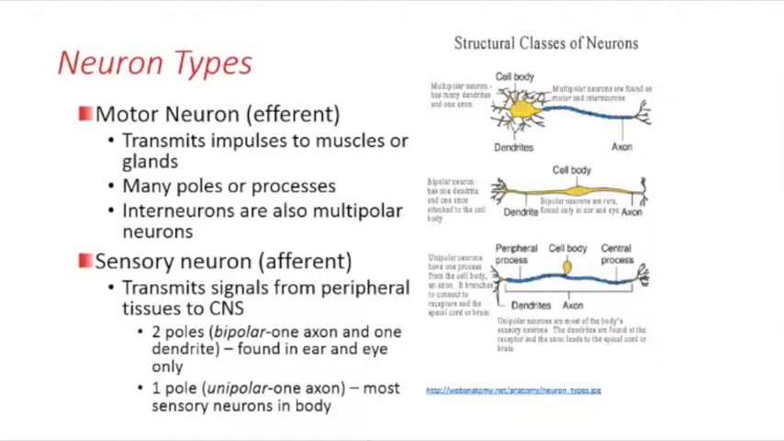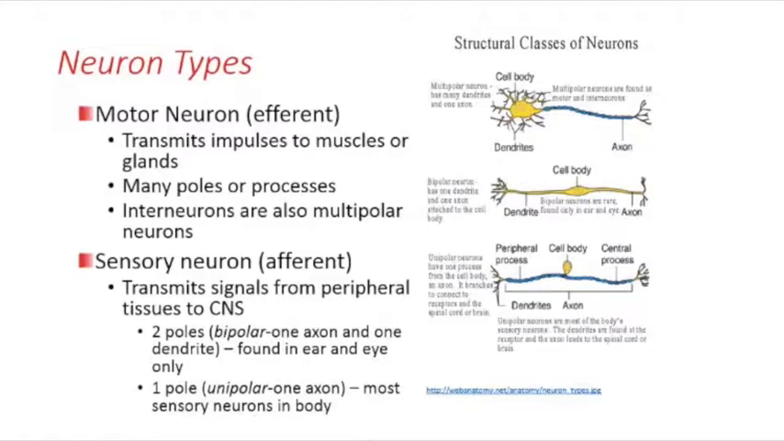Now, again, there are several different types of neurons. The motor neurons are typically of the multipolar variety that I showed you on the previous slide, as you see here. The motor neurons, or efferent neurons, transmit impulses to muscles or glands. They stimulate muscular contraction or glandular secretion. And as indicated by the name multipolar neurons, it has many poles or processes coming off of it. The multipolar neurons are found not only in motor neurons but also interneurons.